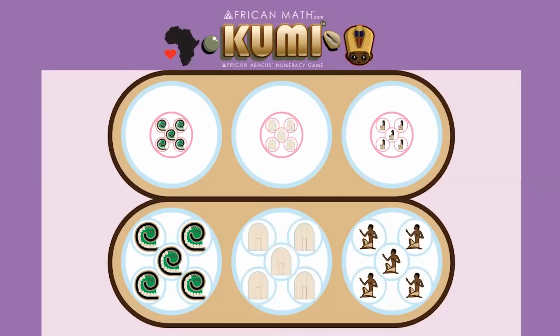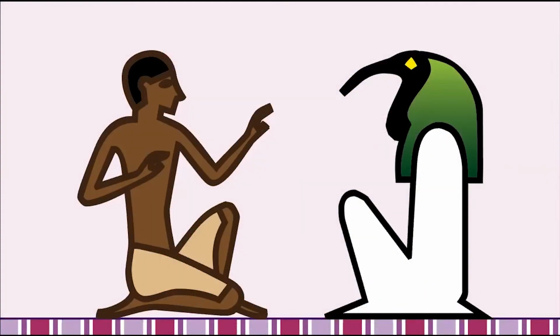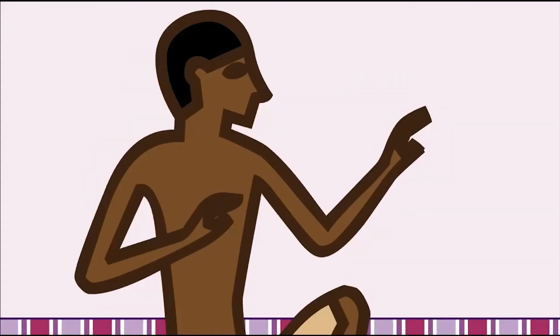Now let's jump into learning how to use the African abacus playing the game called Kumi. Starting here to the right, what do we have here to the right? It's Units.